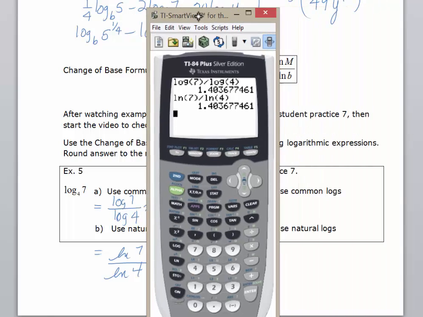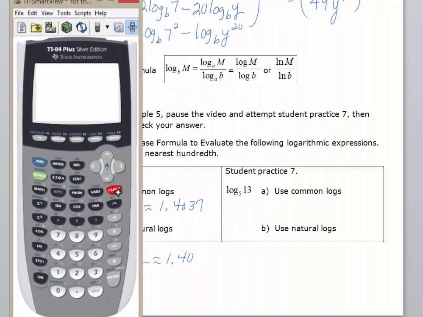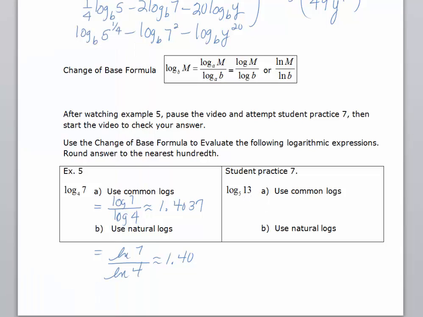All right, let's evaluate these. Clear out the other two. So if I have the log of 13 base 5, using common logs, that will equal the log of 13 divided by the log of 5. And using natural logs, that would be the natural log of 13 divided by the natural log of 5.